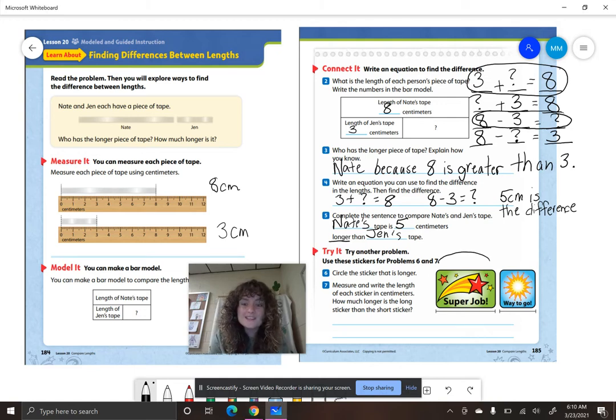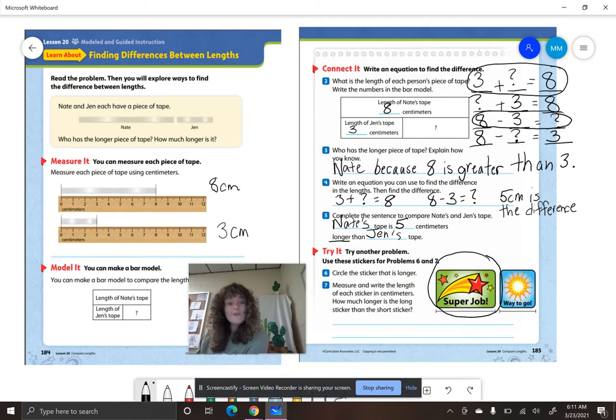The green sticker is longer, right? We can see that it's longer, but number 7 says measure and write the length of each sticker in centimeters. How much longer is the long sticker than the short sticker? So you are going to need your centimeter ruler. So make sure that you are measuring in centimeters. Remember, centimeters are a smaller unit than inches.